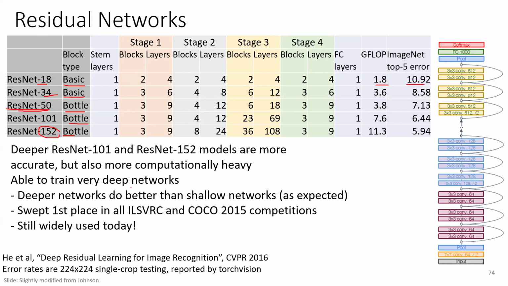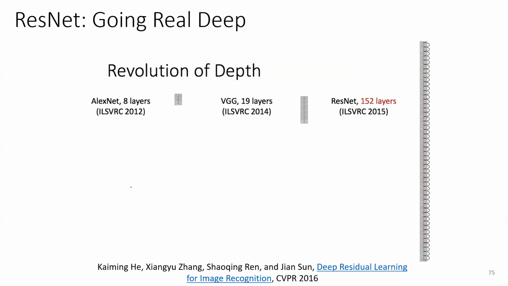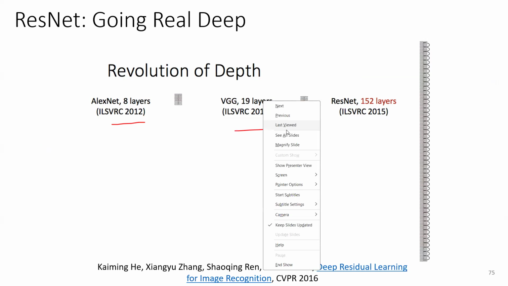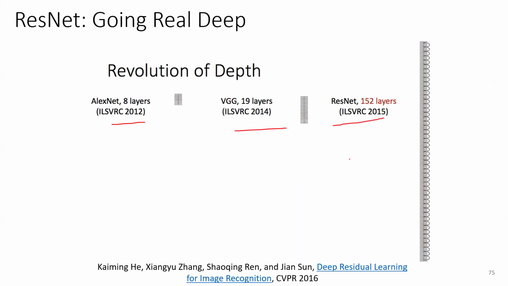Deeper ResNets, the 101 and 152 models, are more accurate, but also more computationally heavy. Able to train very deep networks. Deeper networks do better than shallow networks, as expected. So first place in the ImageNet Large Scale Visual Recognition Challenge and COCO 2015 competitions, still widely used today. Okay, so these are the ResNets: AlexNet 8 layers, VGGNet 19 layers, ResNet 152 layers.